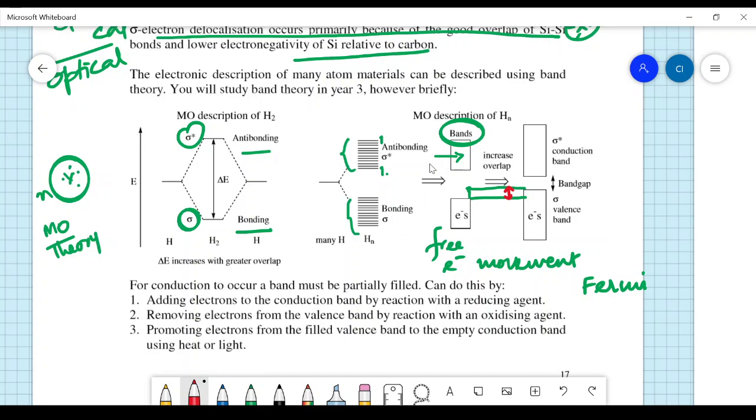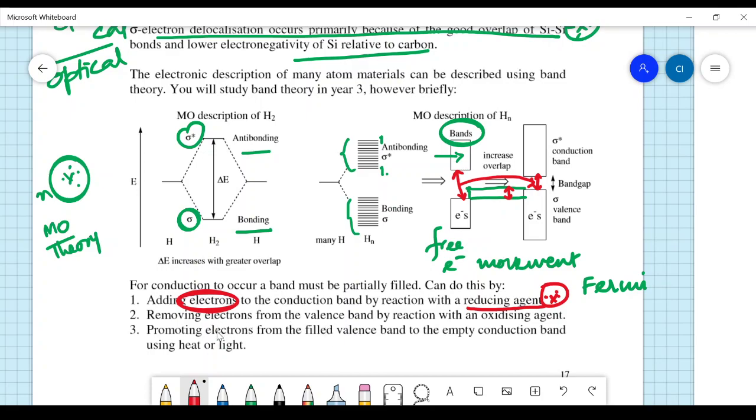Okay, so as you put more and more electrons, you can see that this band is narrowed into this band. This band is narrowed into this one. The band gap is getting narrowed. For conduction to occur, a band must be partially filled. You can do this by adding electrons to the conduction band by reaction with a reducing agent. So note this very important point: by adding a reducing agent, you are adding electrons.